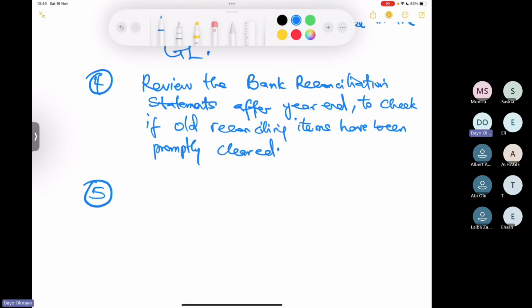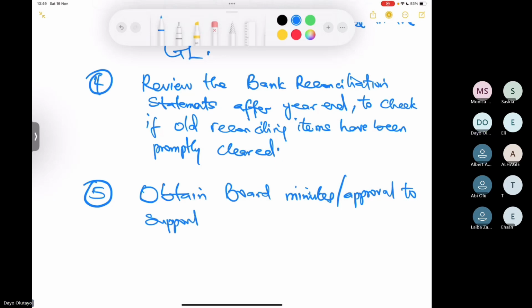Likewise, you need to find out if they have closed or opened a new bank account and get an approval document. So you need to obtain board minutes, because they are the governance body that must approve any closure or opening of a bank account. So obtain board minutes or approval to support any closure or new account opened.